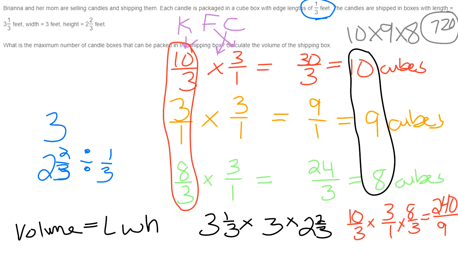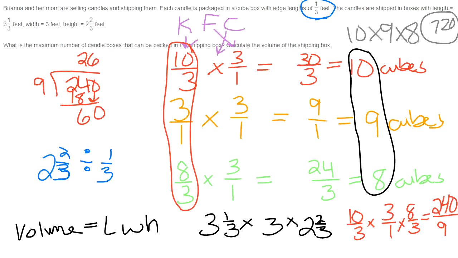Okay, we need to do some long division. So we've got 240 divided by 9. 9 into 24 is going to be 2. Nine into 60 is going to be 6. With a remainder of 6.